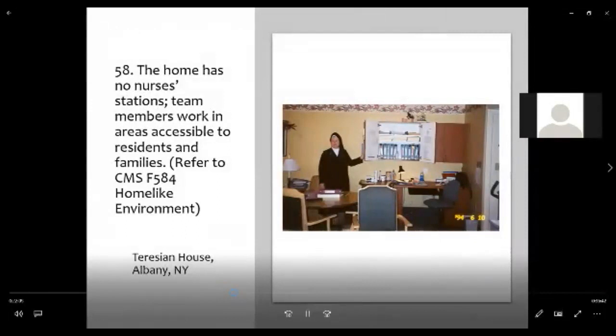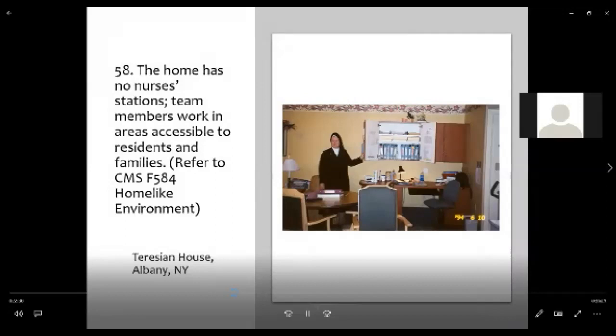Okay, moving on. The next culture change practice reflected at 58 here: the home has no nurses stations. Team members work in some sort of areas that are accessible to residents and families. So the idea is not offices where staff go and now you can't find them. I mean, we just heard that sometimes that has been what happens. That's certainly not the goal here.